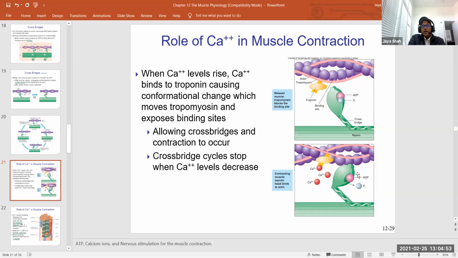So once muscle contraction happens, then what happens? This calcium is again released back. It detaches from this troponin and comes into the cytoplasm. And then another ATP is needed to put this calcium ions back into the sarcoplasmic reticulum.